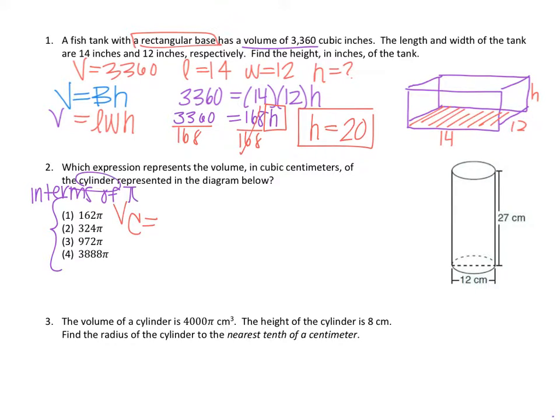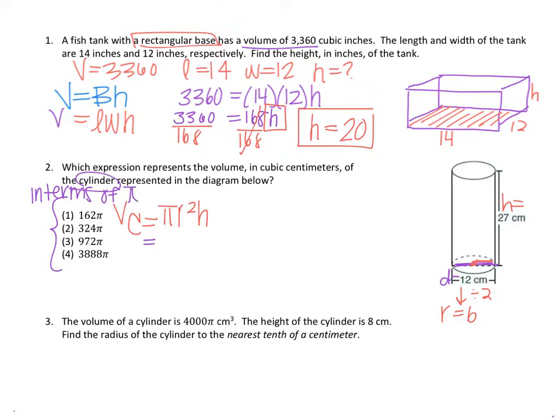You guys can flip backwards to find the reference sheet. We have volume of a cylinder is equal to pi r squared h. So now we need the radius, but unfortunately they give us this diameter of 12. Diameter, remember, goes all the way across. Radius just goes halfway across. So to get the radius, we divide by 2. R equals 6 then. And our height is 27.